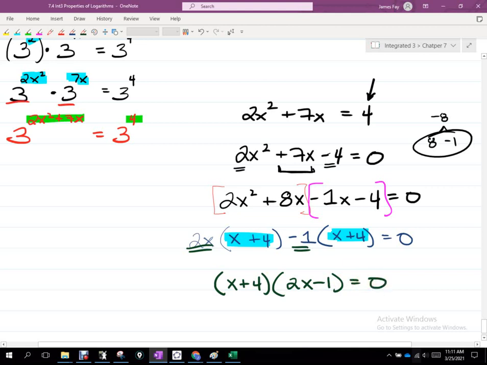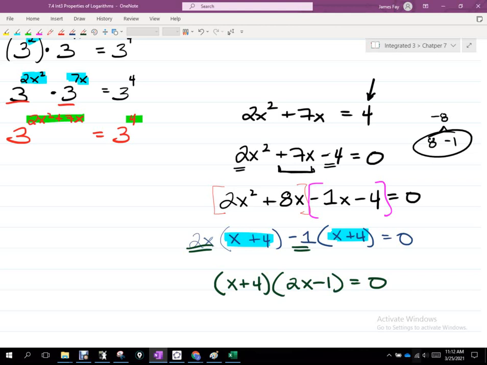We put that together as 2x minus 1. And what that does, so that factored the original problem. If we were to FOIL that, take x times 2x, it gives you 2x squared. Take 4 times 2x, it gives you 8x. Take x times -1, gives you -x. So we add those together, I get 7x, which was in the original problem. And then 4 times -1, last times last, gives me -4 as well.